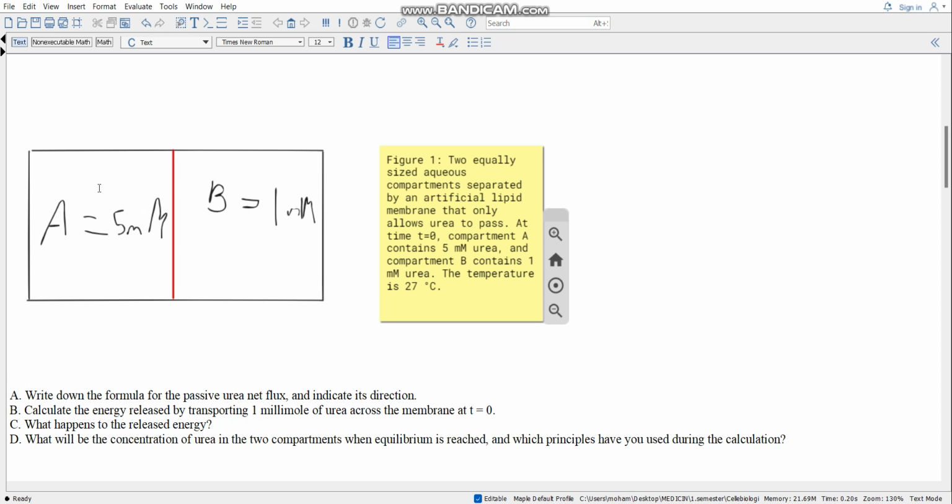So in today's video, we're going to talk about simple diffusion. In simple diffusion, we're going from high to low concentration. Also, it's a passive process. It does not require energy. It does not require ATP, right?